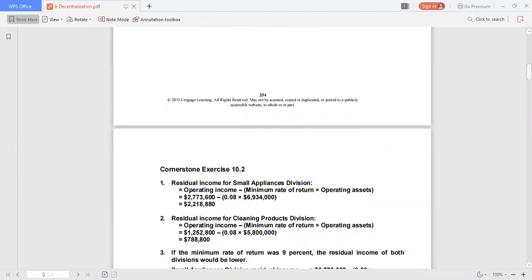Then for the cleaning products division, the operating income, which is 1,252,800, and then we deduct 8% of the operating assets of 5,800,000. That's the average operating assets. The average operating assets of 5.8 million.